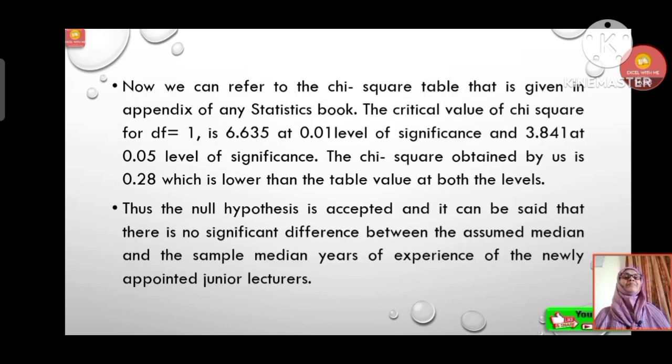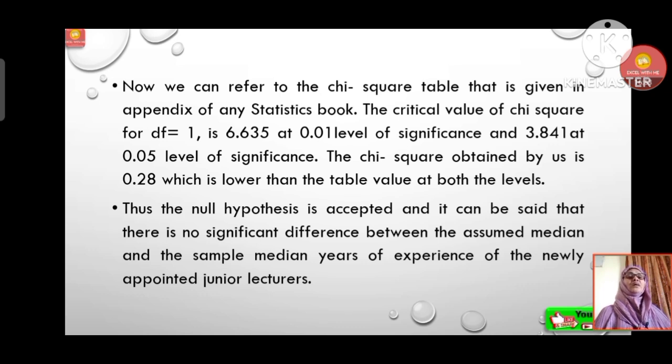Now we can refer to the chi-square table that is given in any statistics books, I'll show you. You can see the critical value of chi-square for DF equal to 1 is 6.635 at the 0.01 level of significance and 3.841 at the 0.05 level of significance. The chi-square obtained by us is 0.28, which is lower than the table value at both levels. Thus, the null hypothesis is accepted. If we get more than the table value, then we have to reject. Here, we need not, because it is less than the table value.